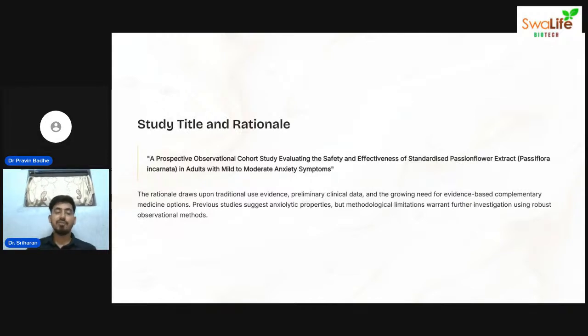The rationale: before this class we saw, very deeply, the rationale and the evidence gap. The rationale of our herbal study deals with traditional use, evidence and preclinical data. These are the rationale and the evidence supporting the trial. The rationale is also very important, because it tells what the past history and past evidence are that are helpful for our study.